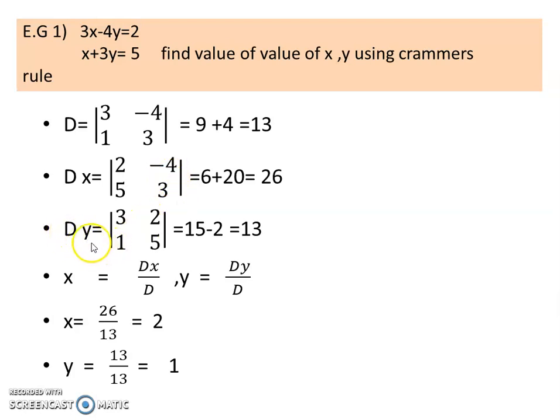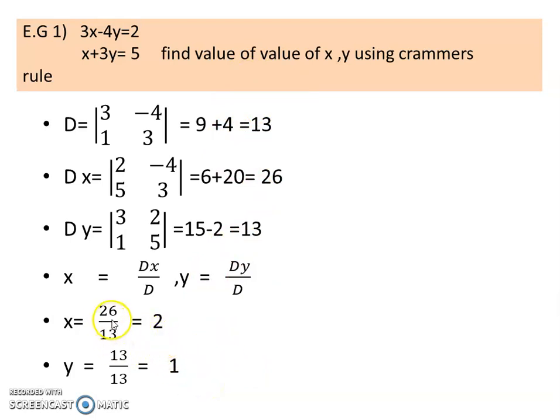Next step, to derive dy, you must put the 3 and 1 the same, but instead of y we have to put 2 and 5. So we have to simplify and derive the answers, using the formulas dx upon d and dy upon d. Most probably these dx and dy must be multiples of 13. This trick you have to remember.